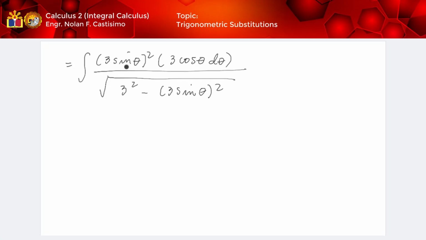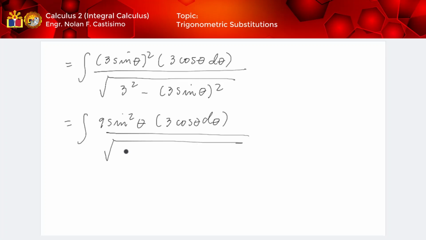Okay? So, 3 squared will be equivalent to integration of 9 sine squared theta, then 3 cosine theta d theta over square root of 3 squared minus 3 squared sine squared theta. So, bakit di pa natin siya ginagawang 9? Kasi later is factor out natin.